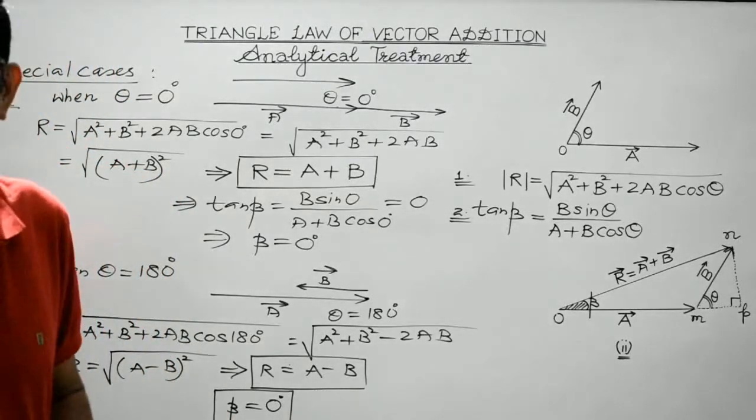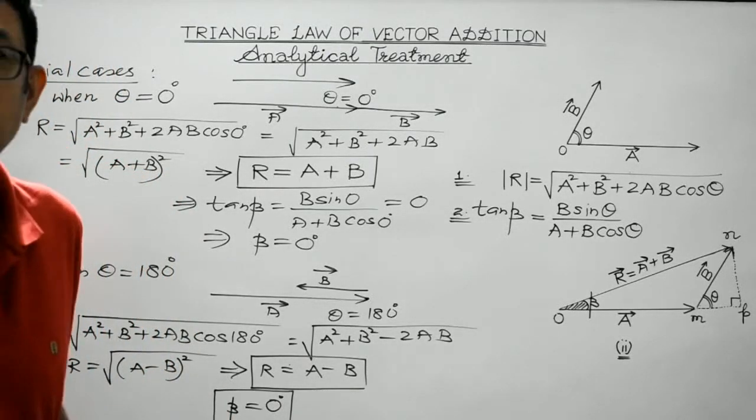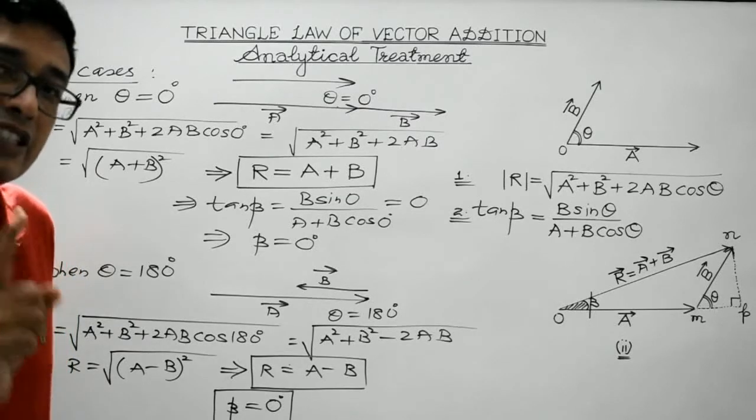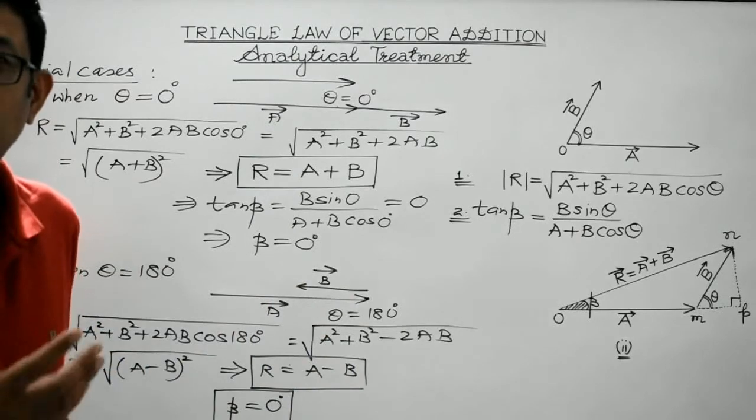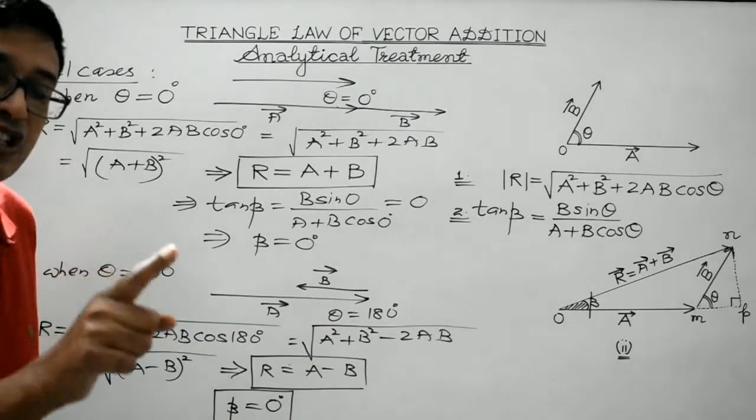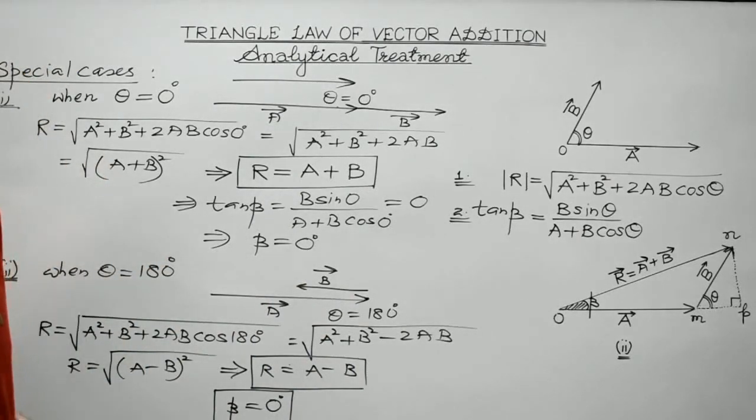Whenever the two vectors are opposite directed, then the magnitude of the resultant is given by the difference in the magnitude of the two given vectors, and the resultant will be directed along the direction of the dominating vector. Right, students? Okay, now let's consider case 3.